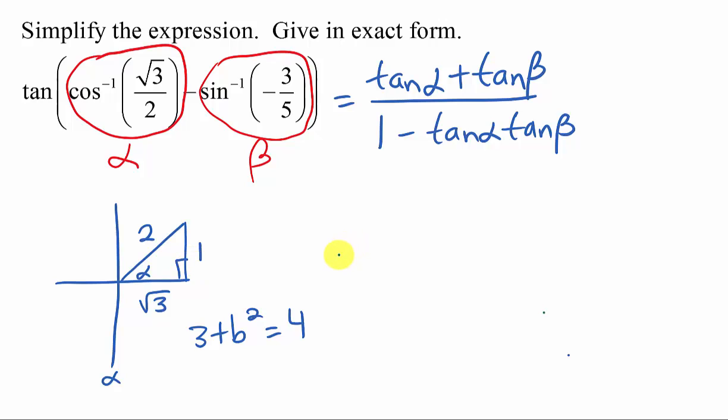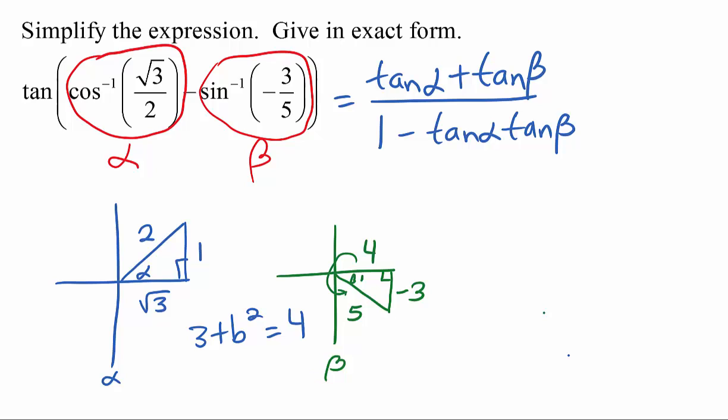Now I'm going to make a triangle for beta. The sine of this angle beta is negative. So that tells me I'm in quadrant 4, where the sine is negative on the inverse sine. And so this is beta, and here's my reference angle. And I'm going to set that up so the opposite over hypotenuse, that's sine, so negative 3 over hypotenuse is 5, and I recognize that as a 3, 4, 5 right triangle, or you could use Pythagorean Theorem. So this is our triangle for beta.